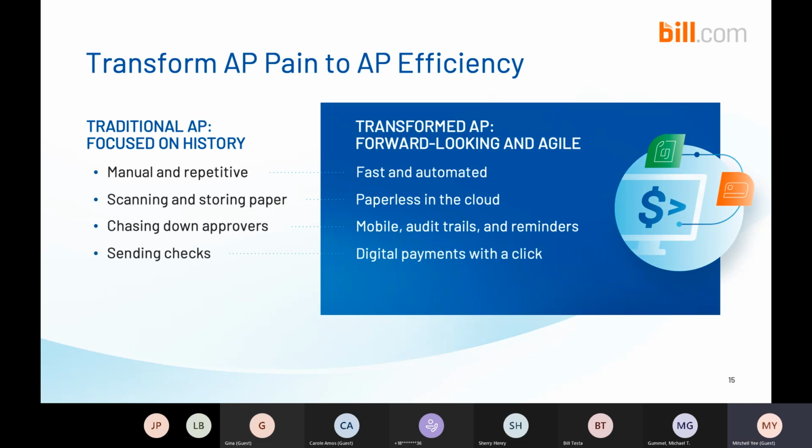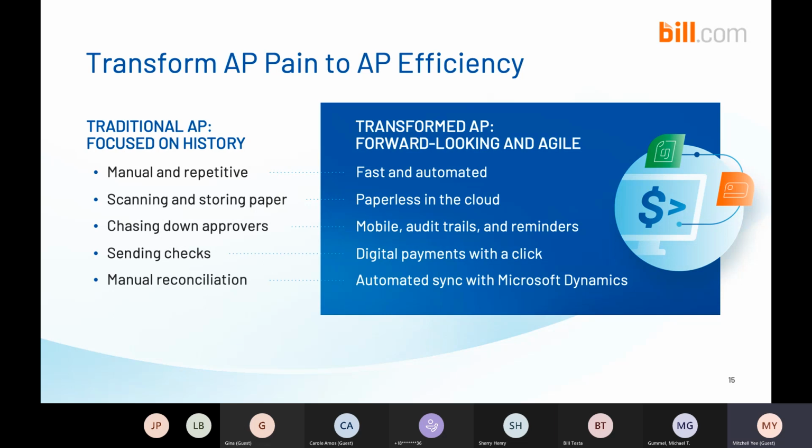Sending checks now becomes digital payments with a click. Four different types of payments: ACH, credit card, check, international wire transfers, all in one simple platform. And then the manual reconciliation becomes an automated sync with Microsoft Dynamics. Very simple, syncs automatically with the system, eliminating double entry, eliminating that human touch, eliminating the manual error. All happens all within here. It's definitely something that is great to do.